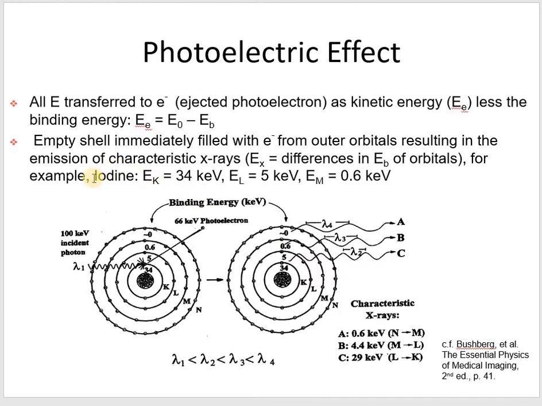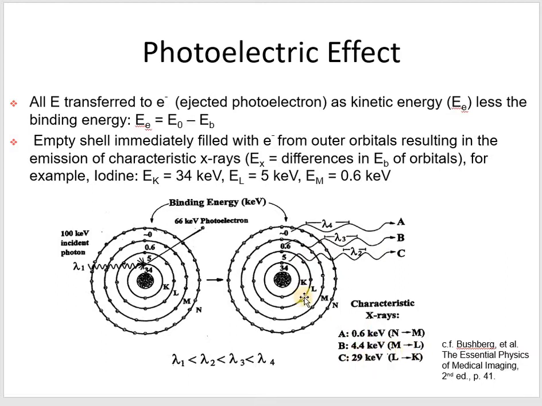So for example, for iodine, the K shell is 34, the L shell is 5, and the M shell is 0.6. If there is a vacancy at the K shell and the electron is filled by an L shell electron, this produces photons at 34 minus 5, meaning this energy is equivalent to 29 keV.